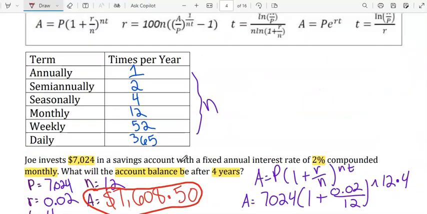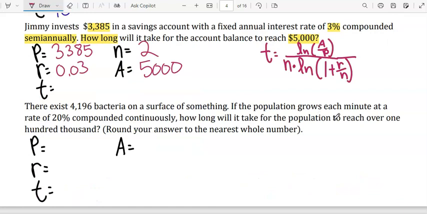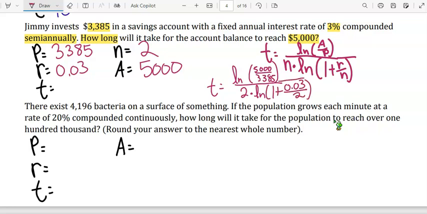So we want to use the formula with T solved for, so let's write that one on our problem. So then we have T equals ln of 5,000 over 3,385 divided by 2 times ln of 1 plus 0.03 over 2. Then we'll type this into the calculator.